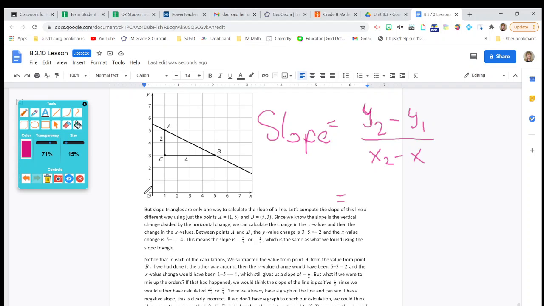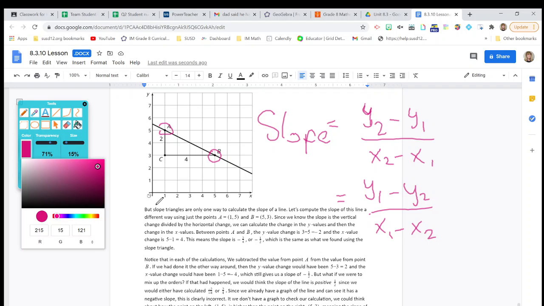You can use this formula, or it is exactly the same if you say y1 minus y2 over x1 minus x2. This is exactly the same. So it's telling you it doesn't matter if you're using this point first and then this point or vice versa, but you have to know which one you're using first and which one you're using second. Okay, good job, guys. Get to work on your stuff.